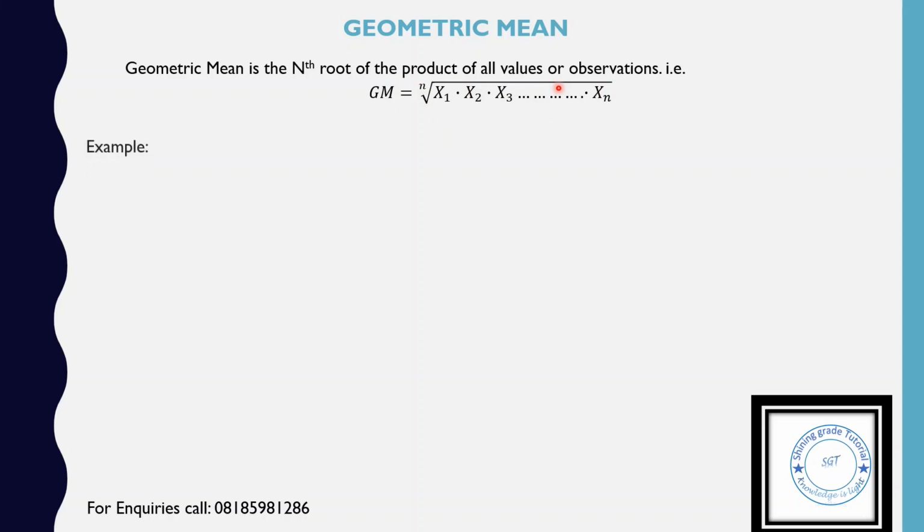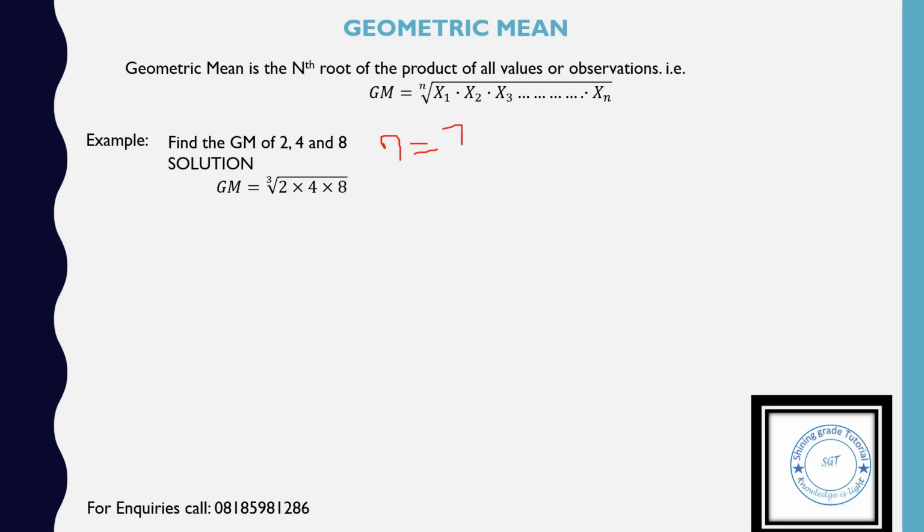All right, so let's take an example on that. Find the geometric mean of 2, 4, and 8. To get that is very easy. So we have a solution. What is n? n here is simply how many observations we have, which is 3: 2, 4, and 8. We have 3 observations.